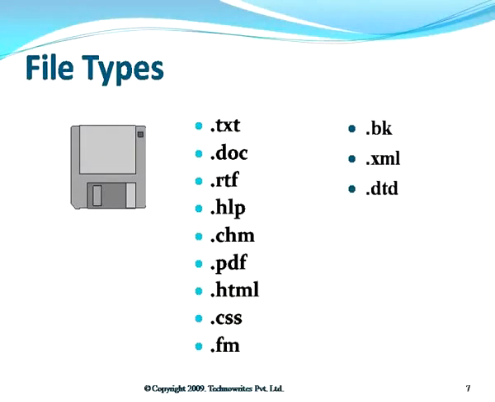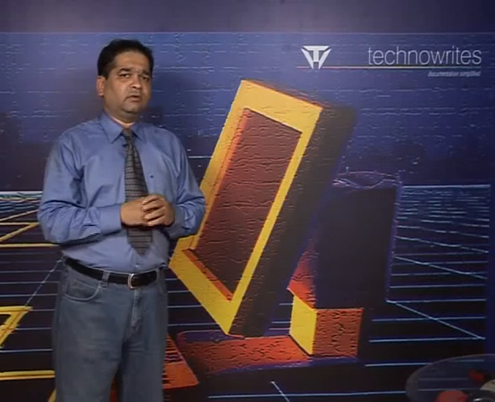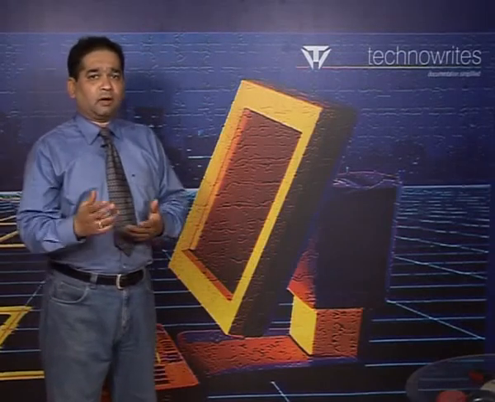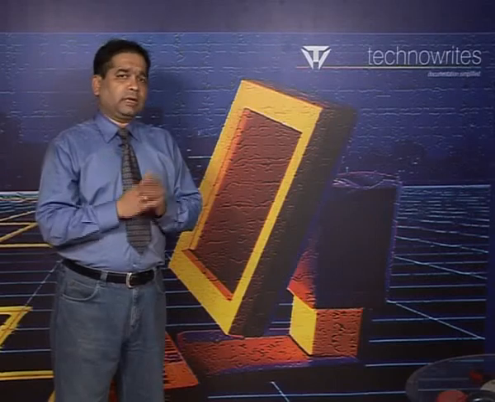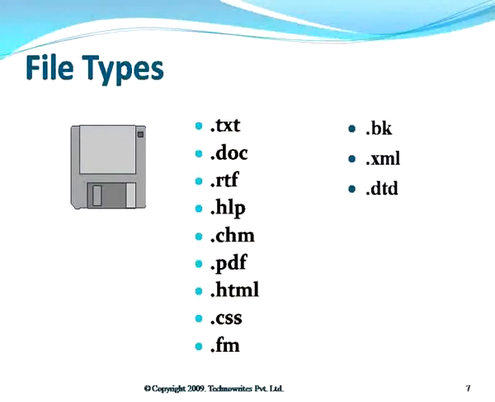.HLP and .CHM are help files. .HLP is an extension of a help file that was used on Windows 95 and Windows NT. .CHM is the extension of a help file that is used from Windows 98 onwards. So Windows 98, Windows 2000, Windows Millennium Edition, all of them will open a .CHM file. We use RoboHelp to create a .CHM file and even a .HLP file. More discussion about the help files is given in the training CDs of RoboHelp.